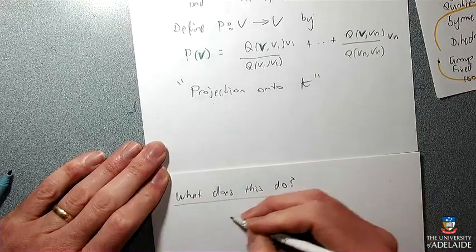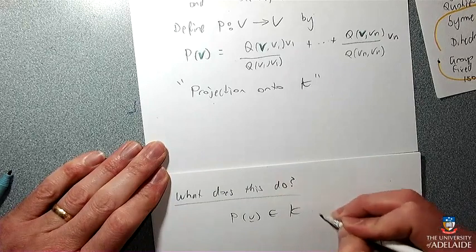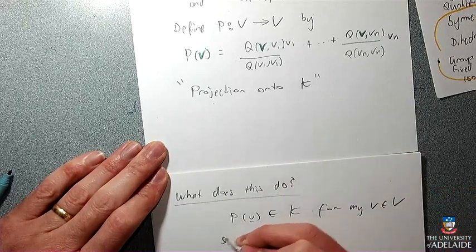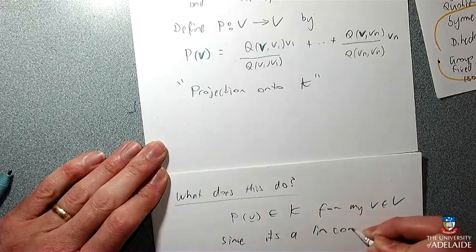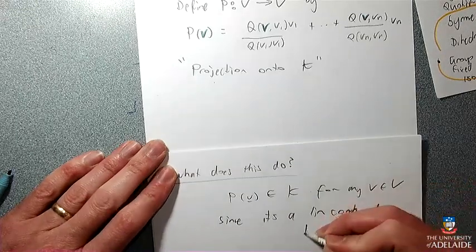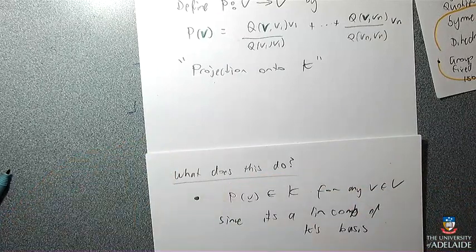So definitely we know that P of V is in K for any V in V, since it's a linear combination of K's basis. So that's something we definitely know is true.